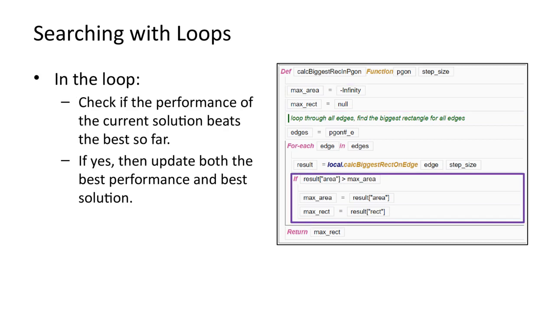Inside the loop body, each solution is generated and tested. Testing the solution will result in a performance value. If the value is better than the current best, then the current solution will replace the best solution. Both the best performance and the best solution variables will be updated.